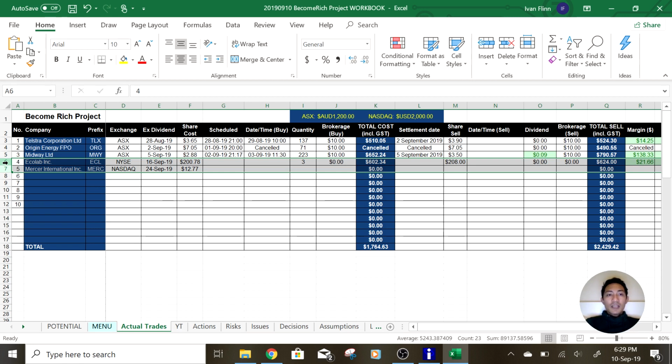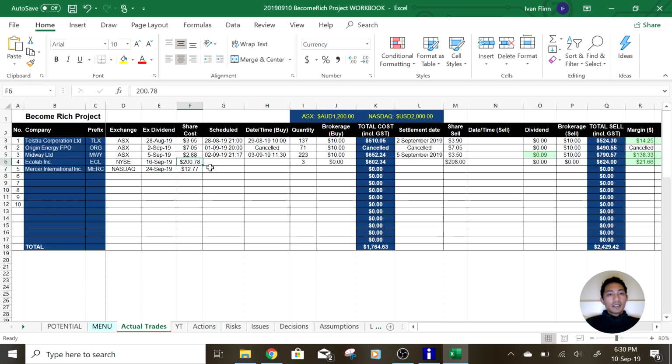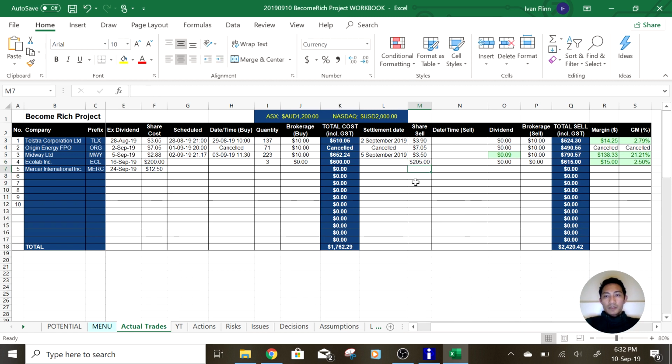One is ECOLAB Inc, which is in the NYSE. The second is Mercer International, and the exchange is NASDAQ. ECOLAB is currently trading at $200.78, and I want to purchase shares at $200. Mercer is currently trading at $12.77, and I want to be purchasing at $12.50. Provided I'm able to sell at $205, then that would be a 2.5% margin. That's fine. And in terms of Mercer, let's have a look at $13.